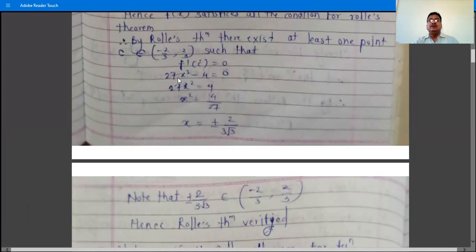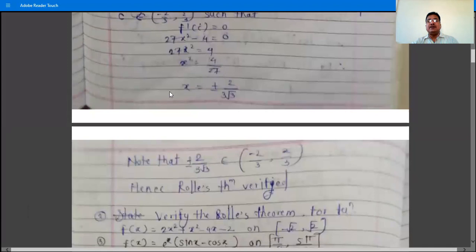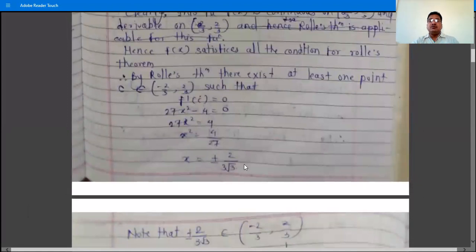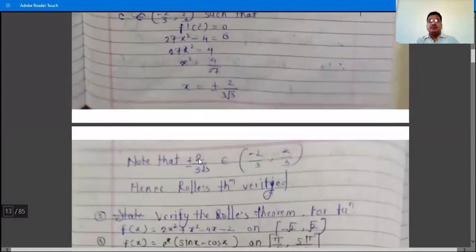f'(c) is equal to 0 means 27c square minus 4 is equal to 0. Then 27c square is 4, c square is 4 by 27, and therefore c is plus minus 2 by 3 root 3. Take the root of both sides; root of 27 is 3 root 3. And hence both the values, plus 2 by 3 root 3 and minus 2 by 3 root 3, belong to this interval. If we check using a calculator, 2 by 3 root 3 lies in this interval.